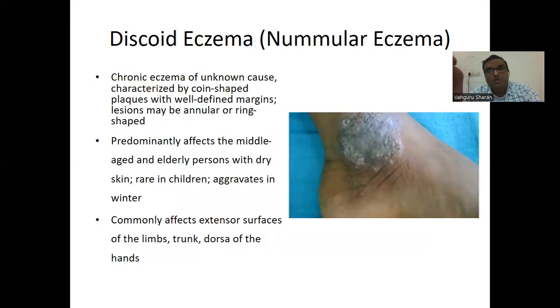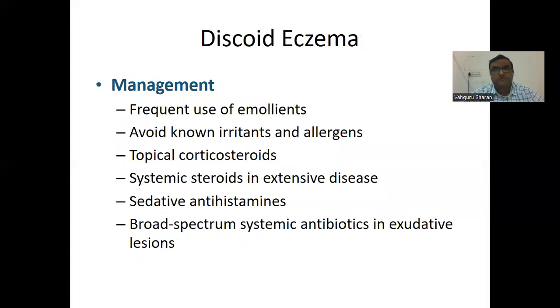Next endogenous eczema is discoid or nummular eczema. It is a chronic eczema of unknown cause, characterized by coin-shaped or disc-like lesions with well-defined margins. The lesions may be annular or ring-shaped. Predominantly it affects middle-aged and elderly persons with dry skin, worsening in the winter months. It is rare in children. It majorly affects the extensor surfaces of the limbs, trunk, and dorsa of the hands. How do you manage? Frequently use emollients, avoid known irritants and allergens. Topical corticosteroids; systemic steroids are required in extensive disease; systemic sedative antihistaminics, and broad spectrum systemic antibiotics in oozy lesions.